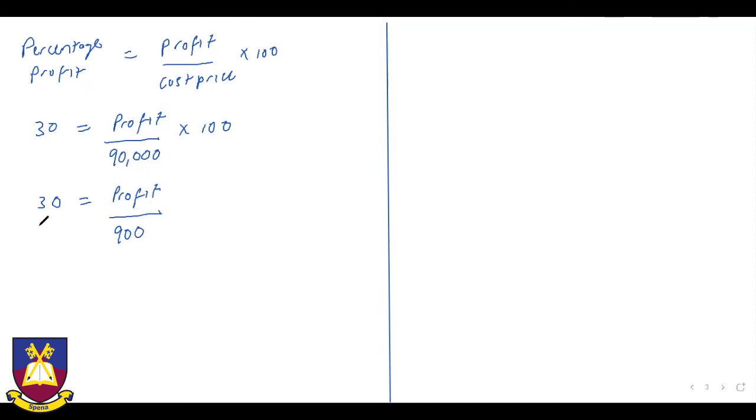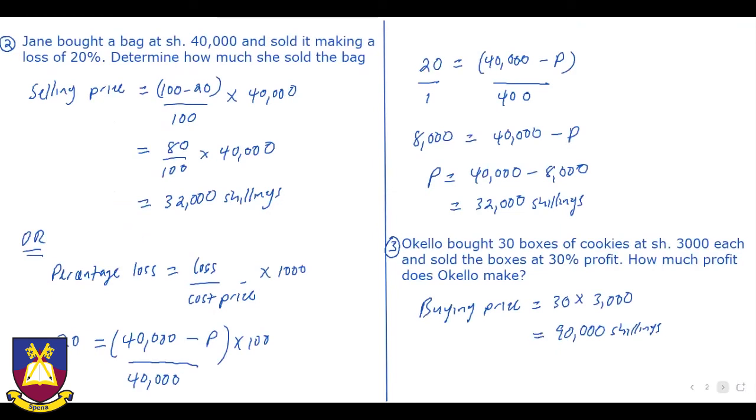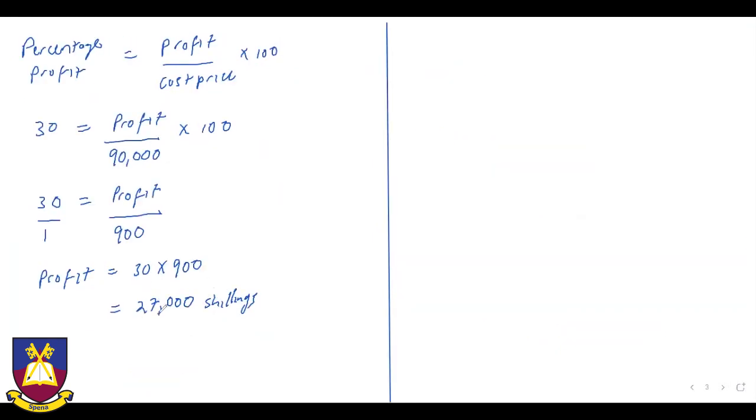So we're going to cross multiply. Profit will equal 30 times 900, which is the same as 27,000 shillings. So Okello made a profit of 27,000, which is equivalent to 30%. Let's look at another example.